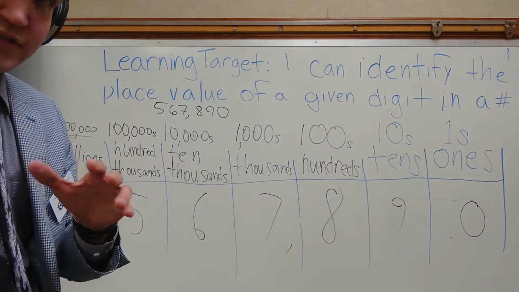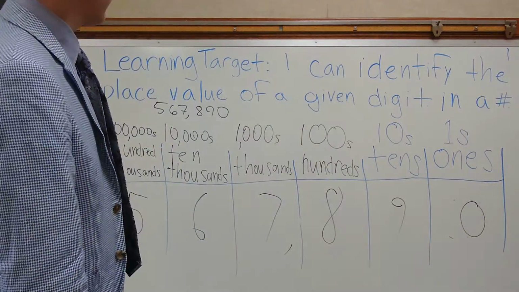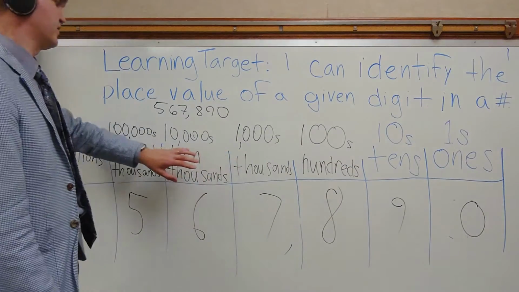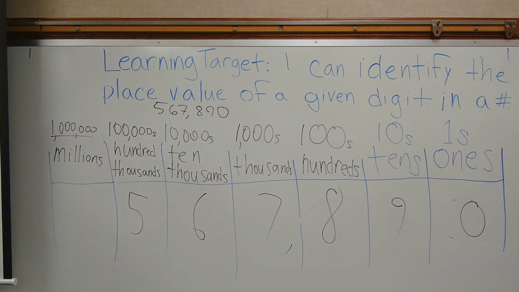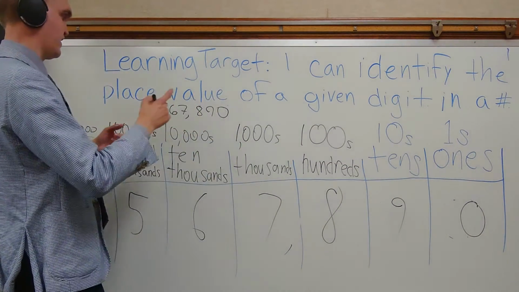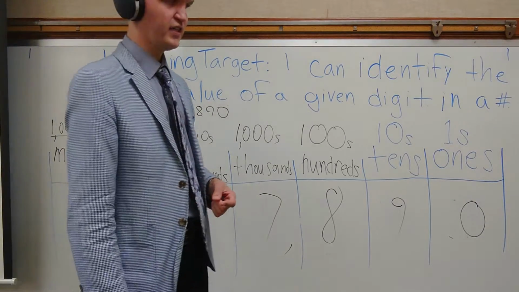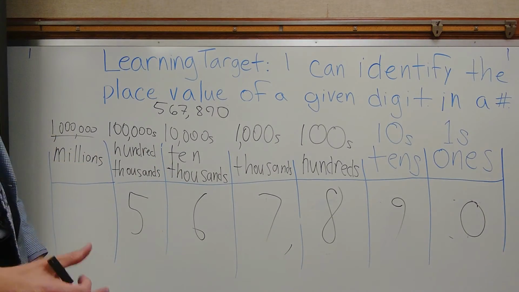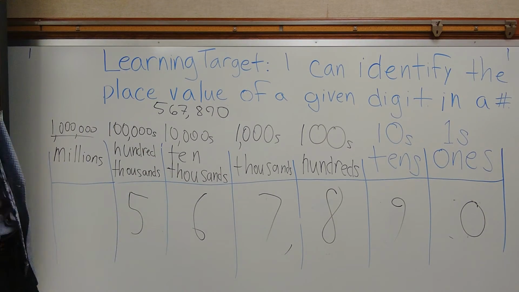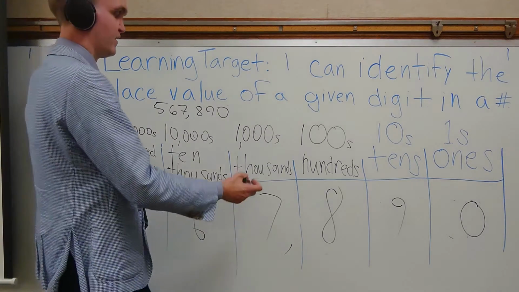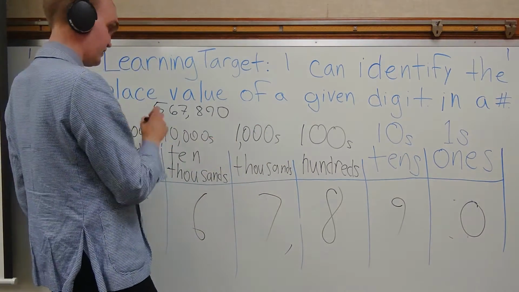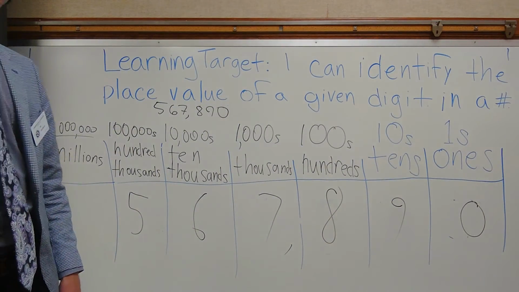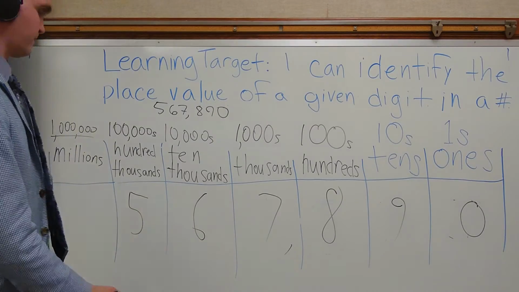So, today the skill you're practicing is going to be building this place value chart. Ones, tens, hundreds, thousands, 10,000s, 100,000s, millions. And then we are identifying the place value of a given digit in a number. That means you're going to be asked, what is the place value of the 8? What is the place value of the 7? And your answer looks like this: 100,000s, thousands, tens. You need to say with a word what place value it is. All right.